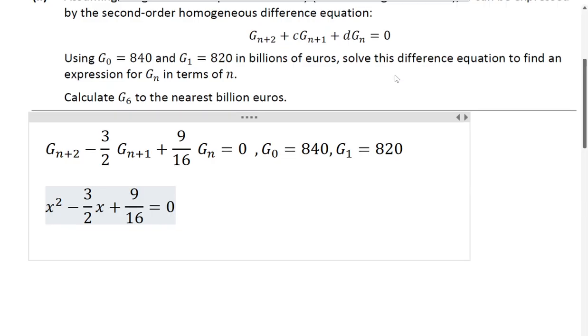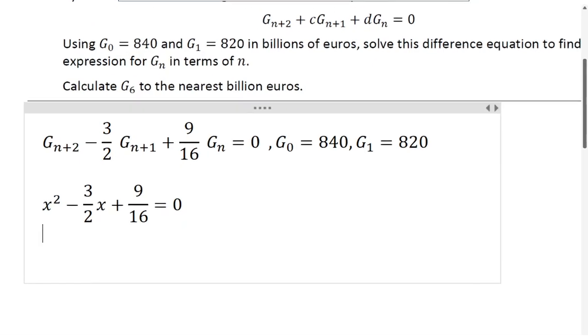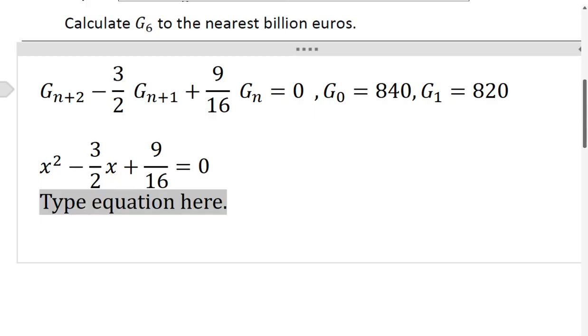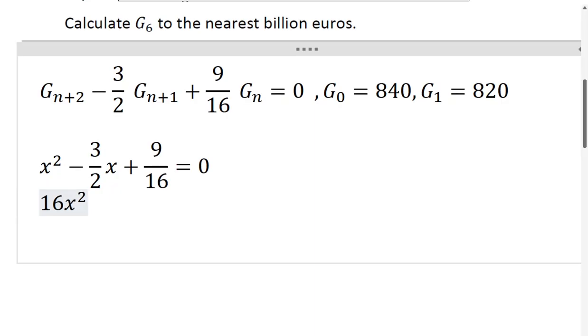And now suddenly we have a quadratic equation we need to solve. What I'm going to do is multiply everything by 16 because I just don't like fractions. So 16x squared minus 24x plus 9 equals 0.